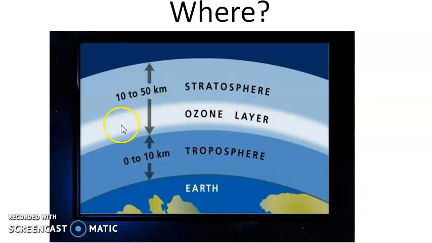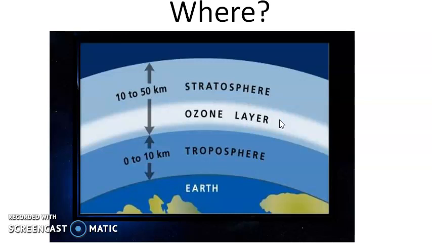Now we know that ozone layer protects us from UV rays. Now this ozone layer which protects us from UV rays is only 3 millimeter thick. Imagine it's just 3 millimeter thick.